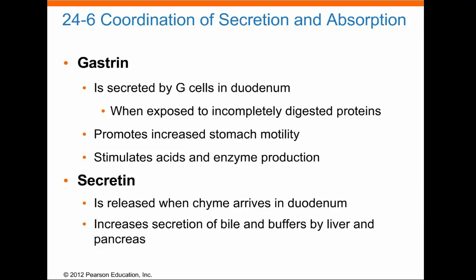Then we've got secretin. When the chyme arrives in the duodenum, it increases the secretion of bile and buffers by the liver and the pancreas to raise the pH of the chyme, so that when it moves further down into the small intestine, it won't be acidic and it won't cause damage to the small intestinal walls.